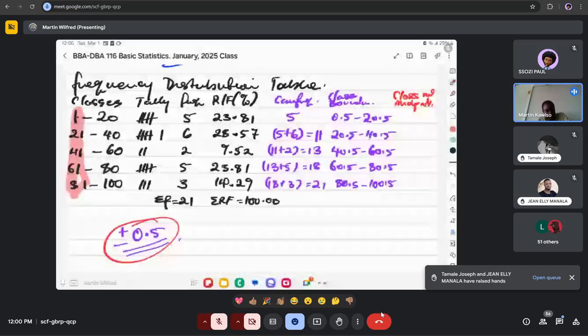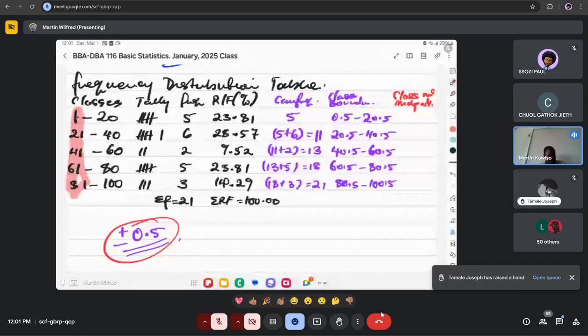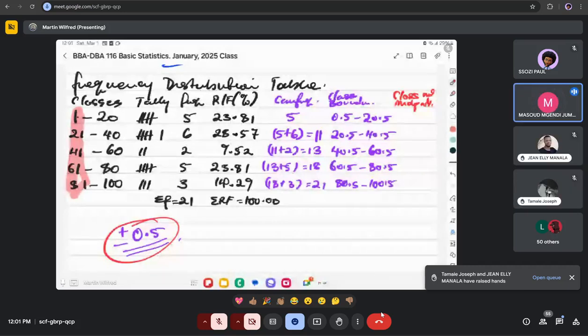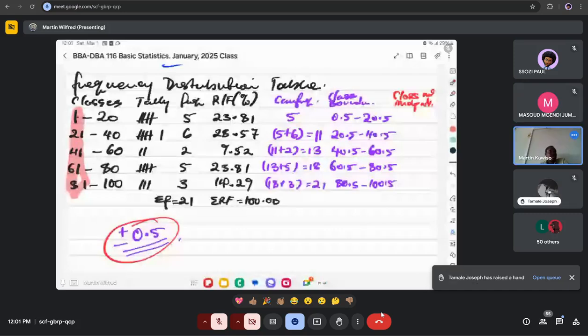So we have 20 plus 1, what do we get? 21 divided by 2, because we're adding two values. Average means you're dividing by how many values you're adding, isn't it? So we're adding 1 and 20, then we divide by 2. We get 10.5. Now, we have seen that our class interval is 20. So after you've gotten the first midpoint, just keep adding your interval.